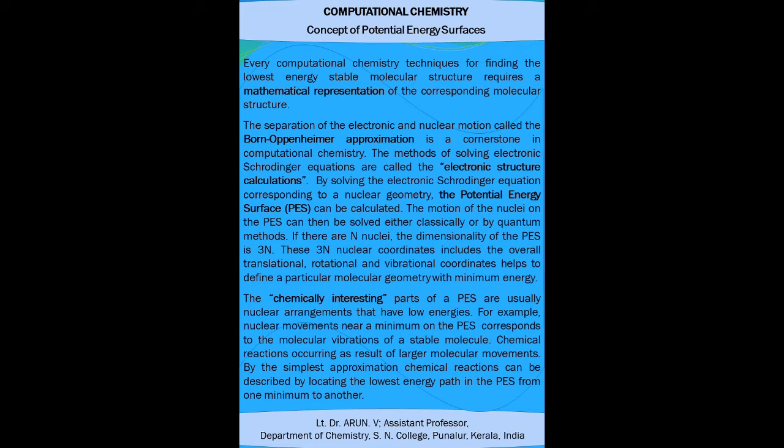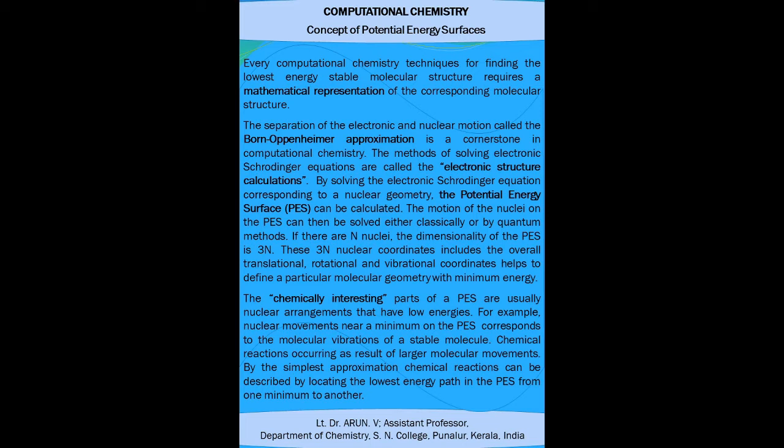Suppose there are n nuclei, then the dimensionality of the potential energy surface is 3n. That is, if there are n nuclei, there are 3n dimensional potential energy surfaces. These 3n nuclear coordinates include the overall translational, rotational and vibrational coordinates that help to define a particular molecular geometry with minimum energy.